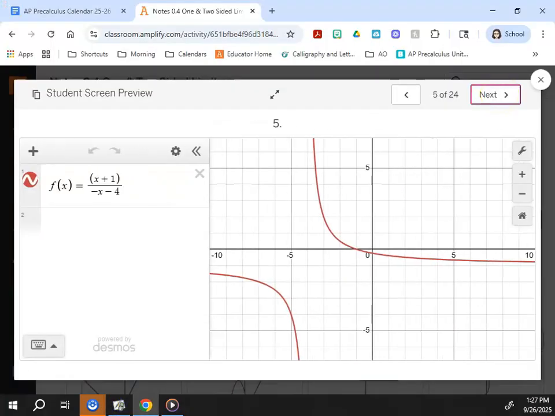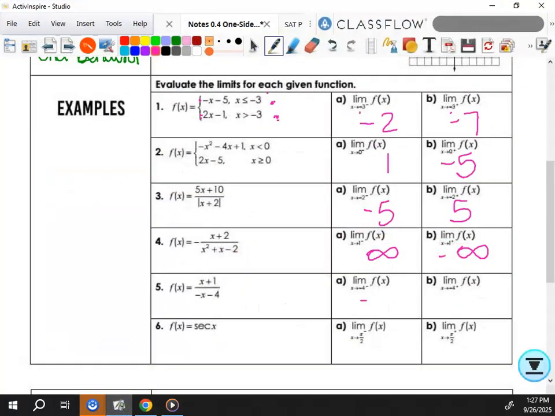What does it look like is happening at -4? Asymptote. And if you're not sure, we can look over here and we'd have to have one at -4 because we know how to find them, right? So as I approach from the left, what's my limit? And as I approach from the right, infinity. Absolutely. So -infinity and infinity.